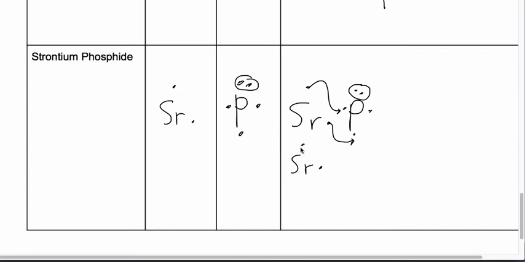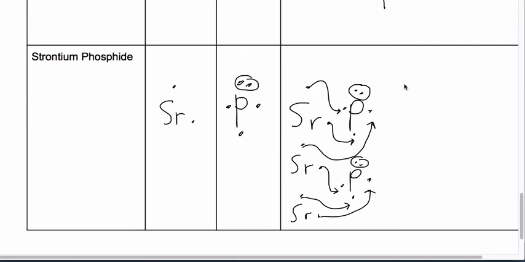So there is that. Okay, but there's nowhere for that to go. So let's bring in another P. Oh, but there's no one to take that. So let's bring in another Sr. Oh, perfect. So each Sr, that one lost 2, that one lost 2, and that one lost 2. And there's 3 of them. So each of the 3 Srs are 2 plus.